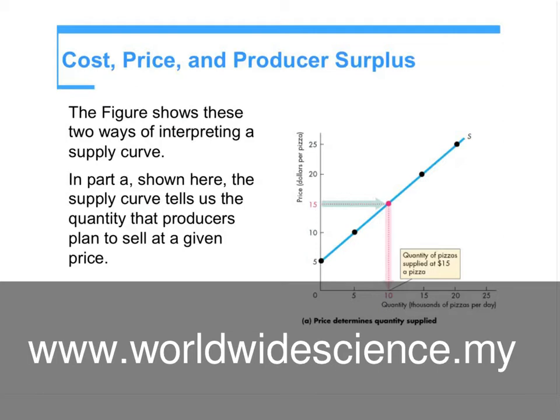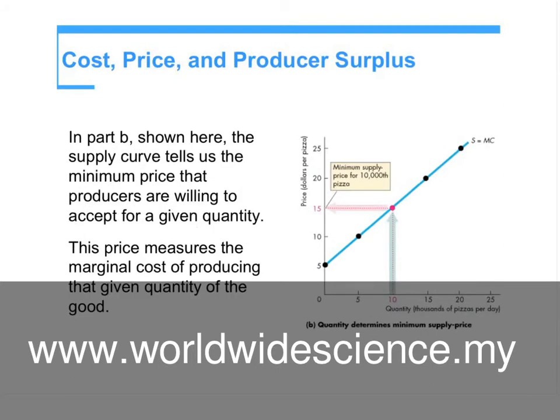In part B, shown here, the supply curve tells us the minimum price that the producers are willing to accept for a given quantity. So this price measures the marginal cost of producing that given quantity. It's just looking at it a different way. At a certain price, they're willing to produce this amount, or at this amount, they're willing to accept this price. It's just two ways of looking at the same thing.